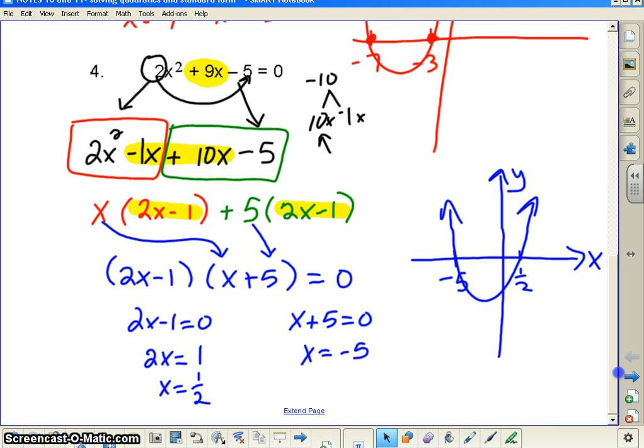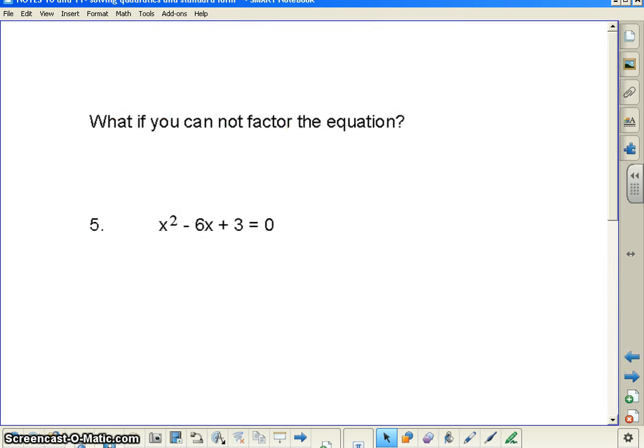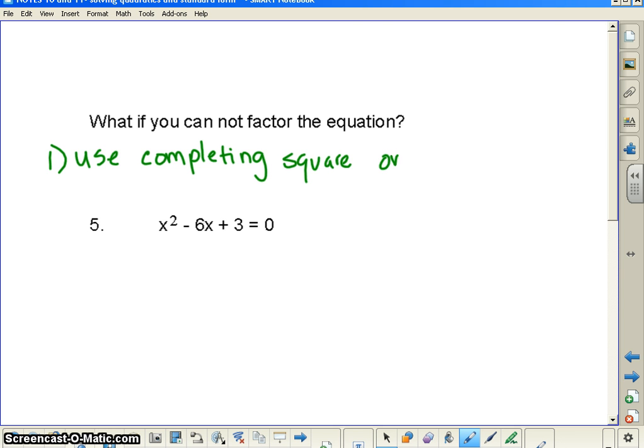So roughly, that's what the parabola should look like if I graph it. What if you cannot factor the equation? In this case, you're going to use either completing the square or the quadratic formula. Either one will work, but I will caution you on completing the square. You need to make sure you have a coefficient of 1 to make completing the square an easy choice.